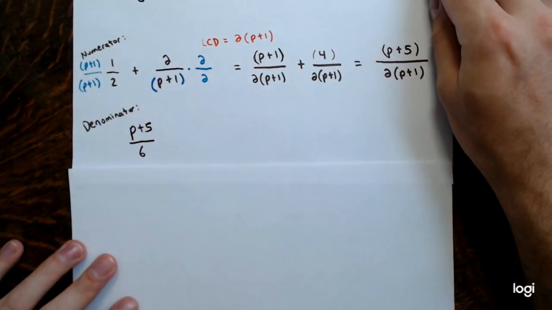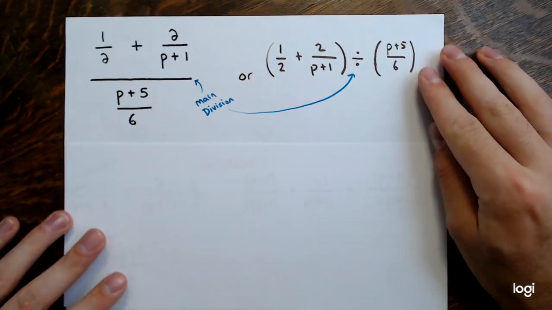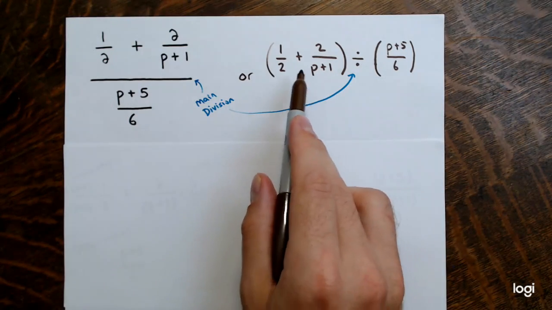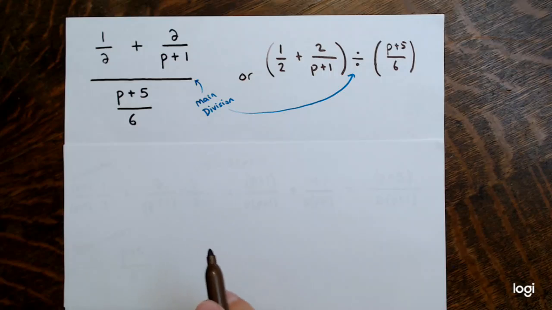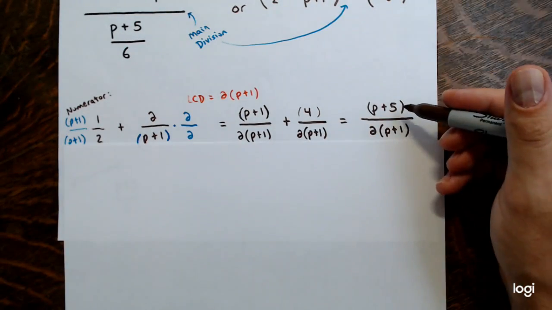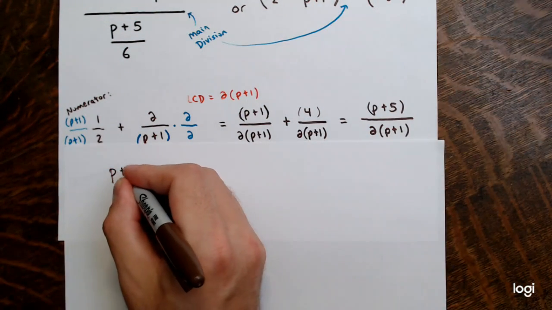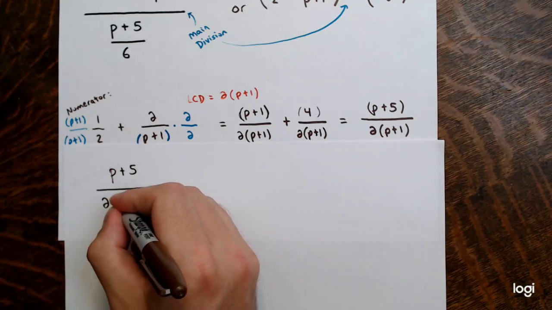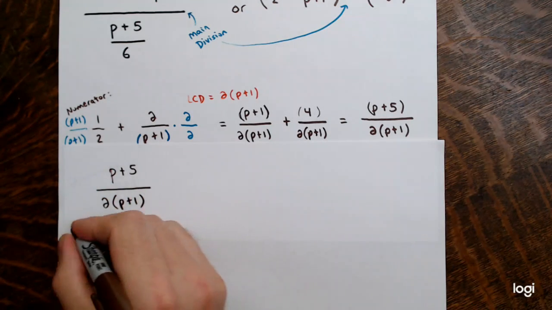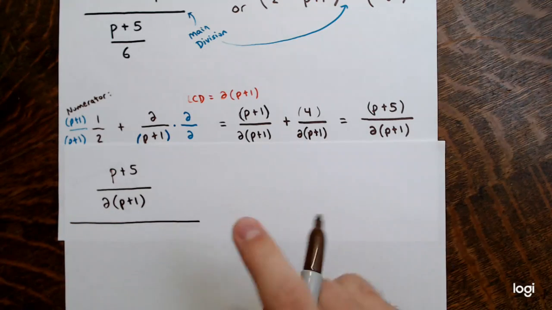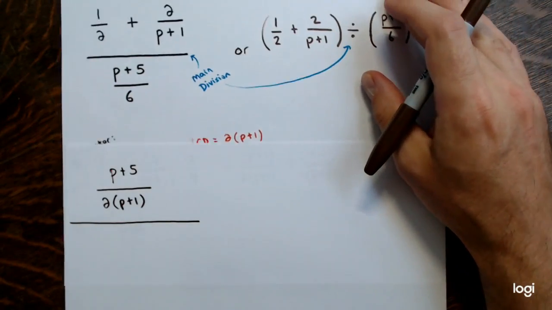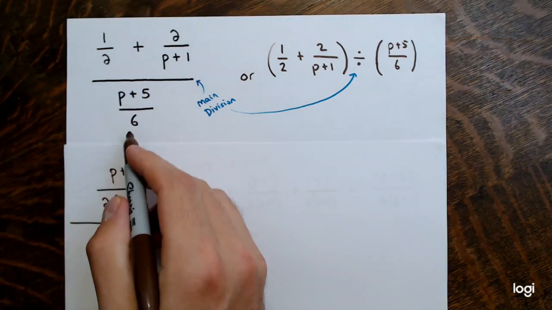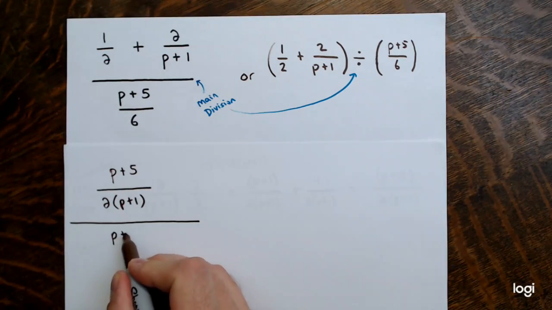Alright, so again, what we're going to do is take the original and rewrite it. The original, my numerator is this guy here, this p plus 5 divided by 2 times the quantity p plus 1. Alright, that was the numerator. Big fraction bar there. This replaced all this. Divided by, and then the denominator was this p plus 5 divided by 6.